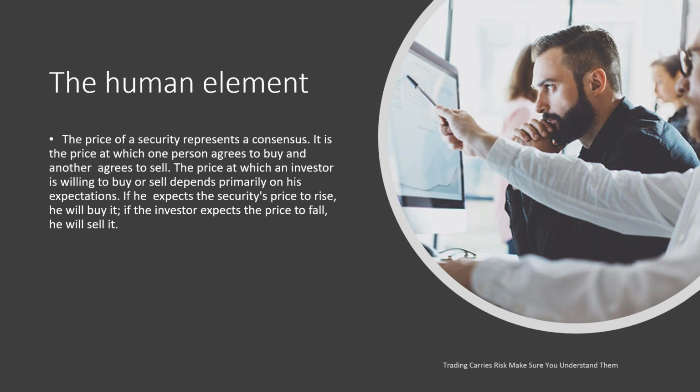Because the price of a security represents a consensus. It's the price at which one person agrees to buy and another person agrees to sell. The price at which an investor is willing to buy or sell depends primarily on his expectations. You know, you tell me, when you go on the ETX Trader Pro platform and you decide you're going to buy gold and trade gold to go up, it's based on your expectations.